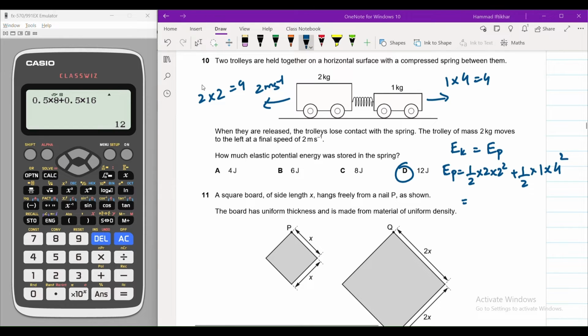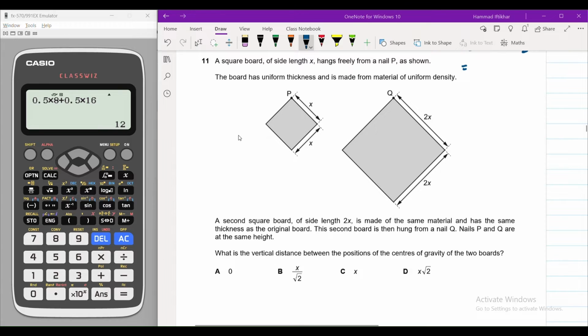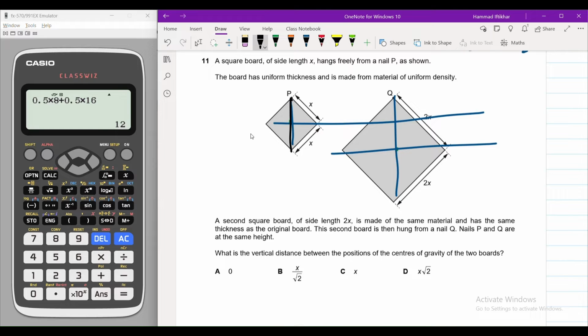Okay, all right. A square board of side length x hangs freely from a nail. The board has uniform thickness and is made from material of uniform density. That means the center of gravity will be at the exact geometrical center. So if we can find the lengths of these and halve them, we can find out the difference between them, right? So the angles are 90 and 90, so they can obey the Pythagorean theorem.